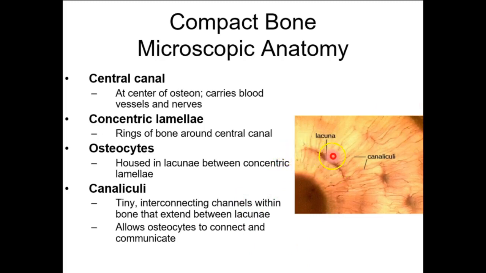There are osteocytes, each within a lacuna. And each of these osteocytes has cellular projections that go through those concentric lamellae and can communicate with other osteocytes through those cellular projections. So they're in touch. And those channels that go through the concentric lamellae are known as canaliculi.